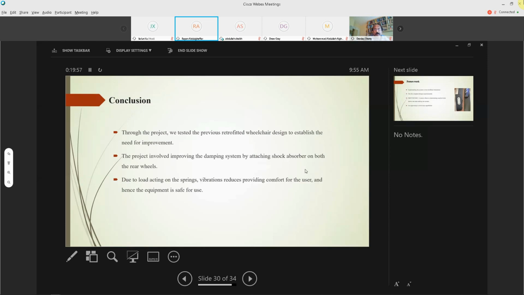Moving to the conclusion for our project. Through the project, we tested the previous retrofitted wheelchair design to establish the need for improvement. The project involved improving the damping system by attaching shock absorbers on both rear wheels. Due to the load acting on the springs, vibration reduces, providing comfort for the user, and hence the equipment is safe for use.